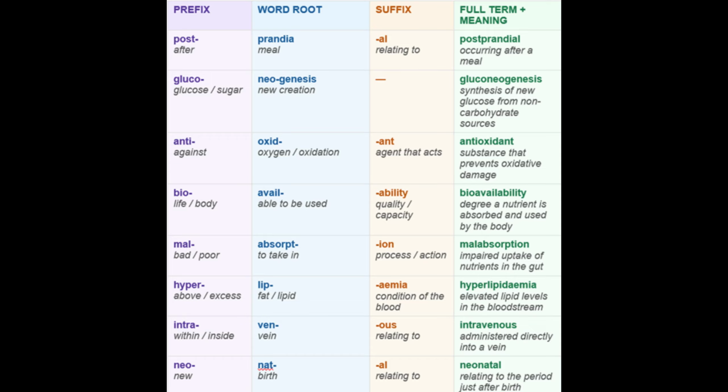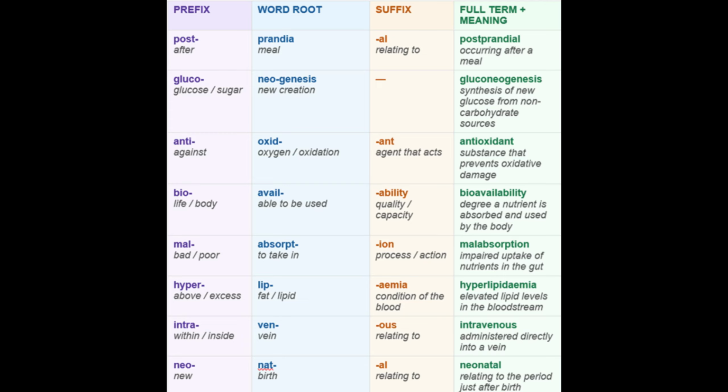Next, malabsorption. The prefix mal means bad or poor. The root absorb means to take in, and the suffix ion indicates an action or process. Malabsorption refers to the impaired uptake of nutrients in the intestine. Another term is hyperlipidemia. The prefix hyper means excess. The root lip refers to fat or lipids, and the suffix emia refers to a condition of the blood. Hyperlipidemia means elevated lipid levels in the bloodstream.